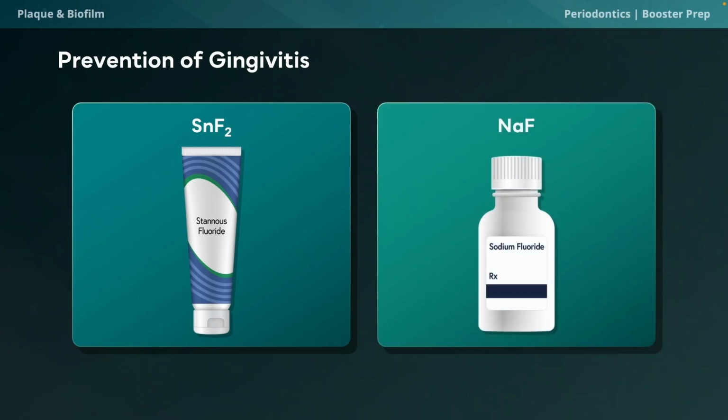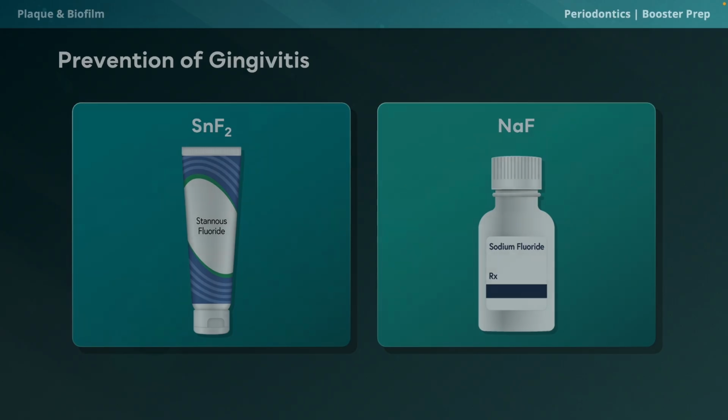So other fluoride types in oral care products are sodium fluoride and sodium monofluorophosphate. Those are good for caries prevention, but they don't fight gingivitis as well. So the key point is stannous fluoride helps with both caries and gingivitis prevention.